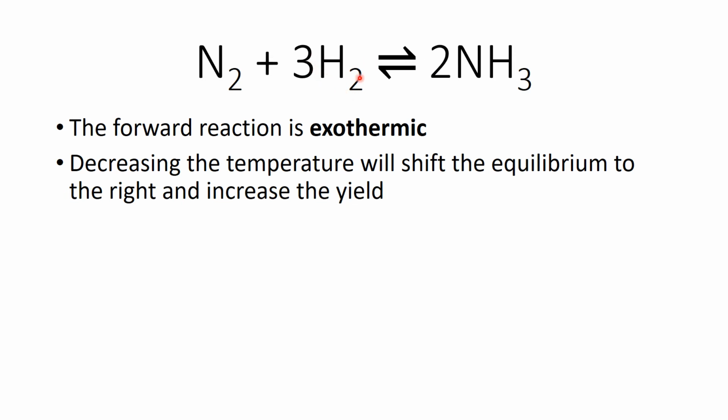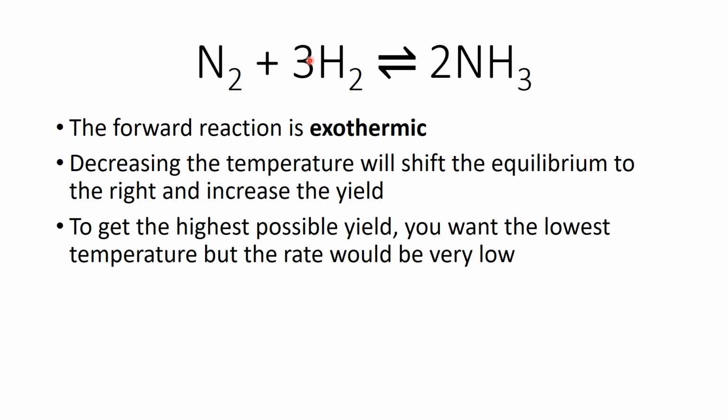So hopefully you understood and got that if you decrease the temperature, that will give you the greatest yield of ammonia, because the equilibrium will shift to the right to increase the temperature, I should say. So to get the highest possible yield, you'd want the lowest possible temperature to shift the equilibrium to the right. The problem with that is the rate would be incredibly slow. It would be very, very low. We learned in kinetics that rates of reaction are dependent upon temperature, and if you have a low temperature, you have a low rate of reaction.